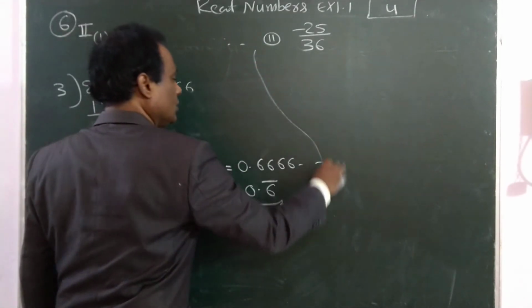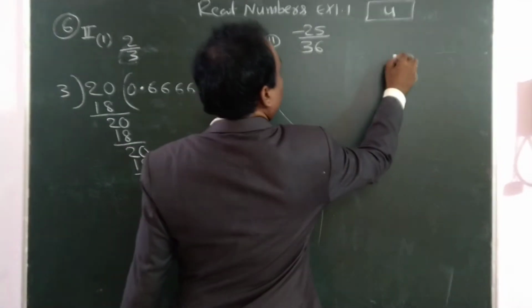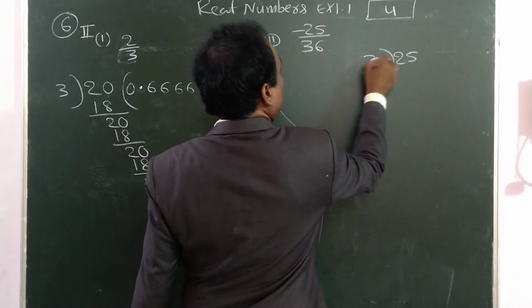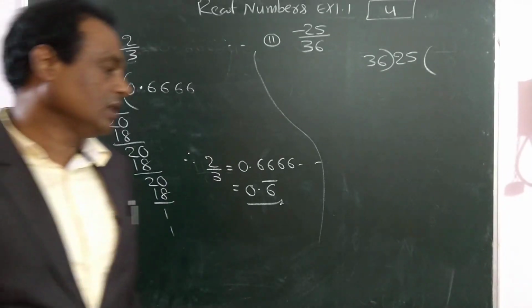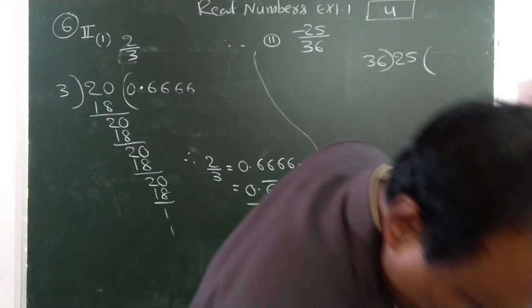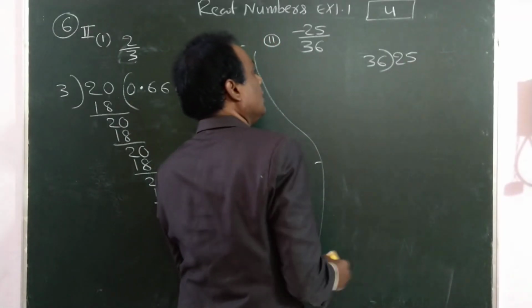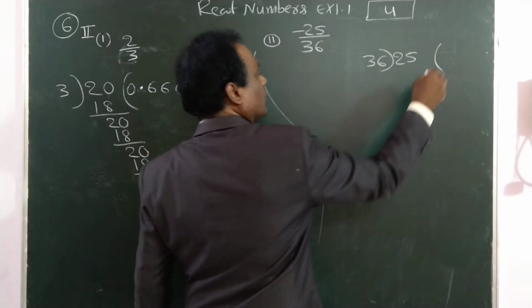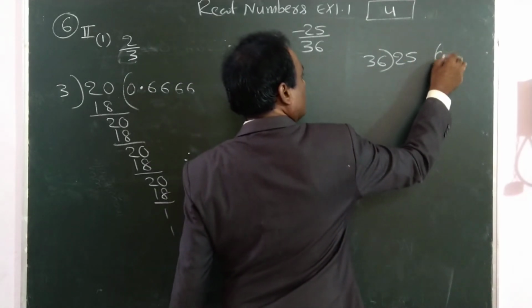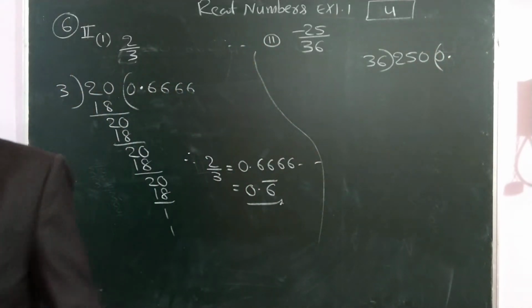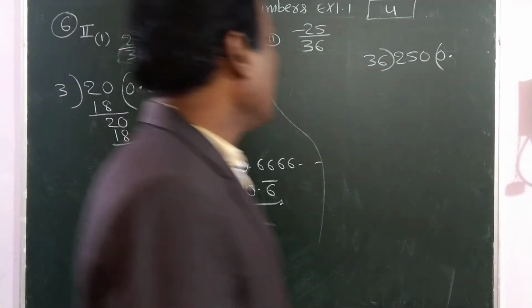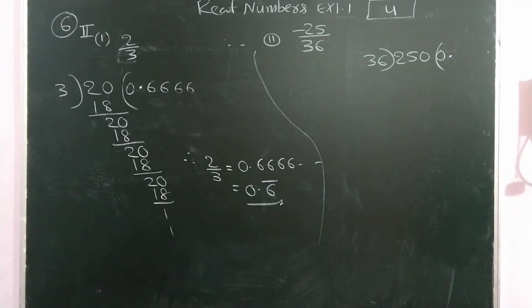In the same way, 25 by 36 I will do. I will take the minus afterwards. Only 25 by 36 I will do. 25 by 36. When 25 is smaller, we put a decimal and we take 0. When we keep the decimal, we can take 0. So 25 will become 250.